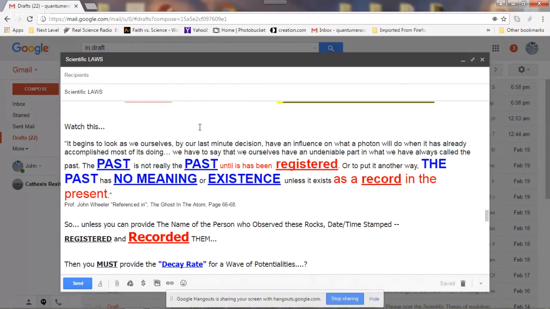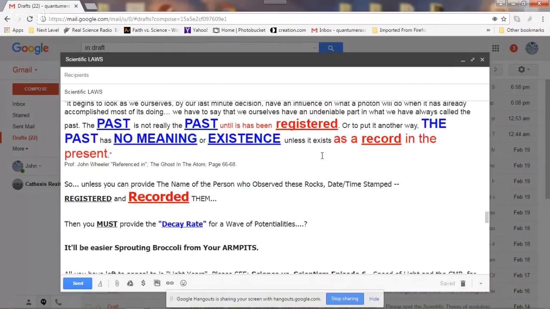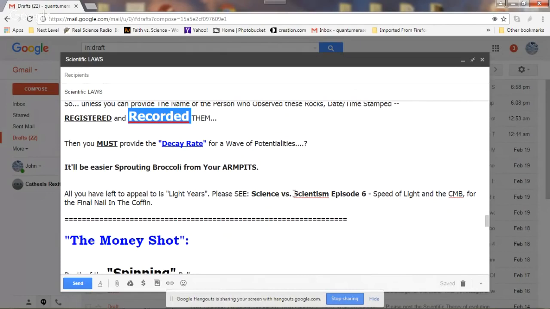Or to put it another way, the past has no meaning or existence unless it exists as a record in the present. So, unless you can provide the name of the person who observed rocks, photons, gummy bears, anything, date and timestamp, registered and recorded them, then you must provide the decay rate for a wave of potentialities. Point blank. It'd be easier sprouting broccoli from your armpits. That's how ridiculous this is.